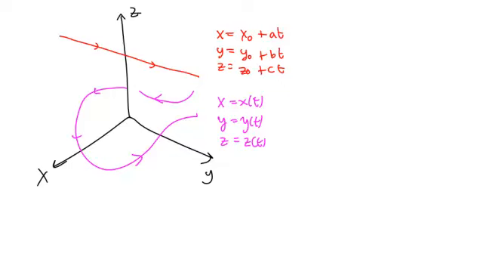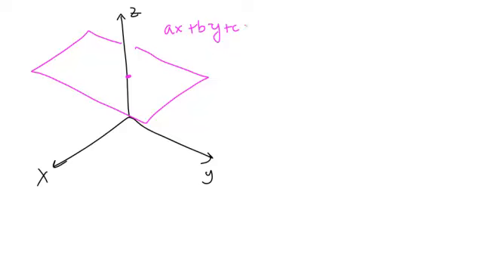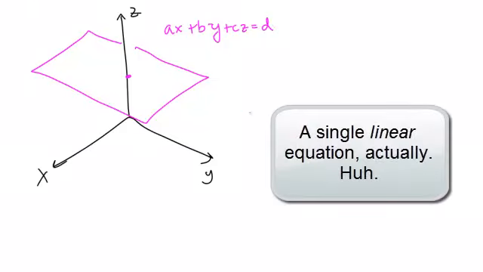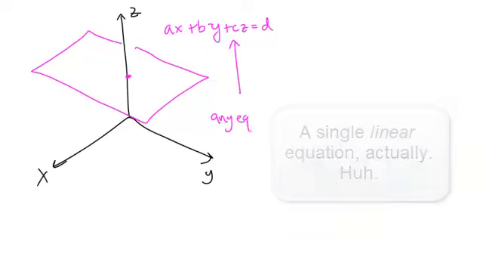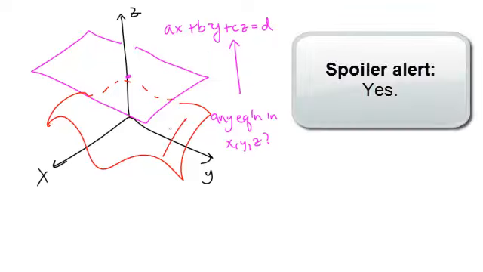Now, in the same spirit, we've seen that a flat plane in Euclidean space can be expressed as an equation of the form ax plus by plus cz equals d, a single equation in three variables. So what happens if we allow this to be any equation in three variables? Would it have the same effect? Would you get a curvy surface instead of a flat plane? Well, that's what we want to investigate right now.